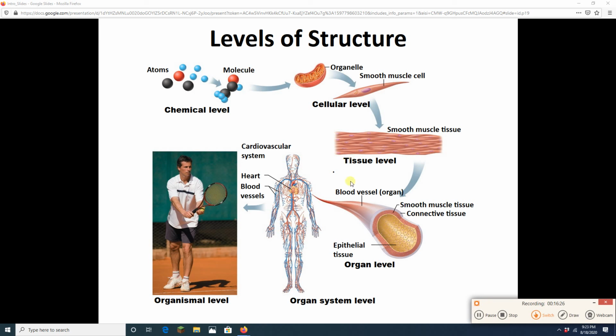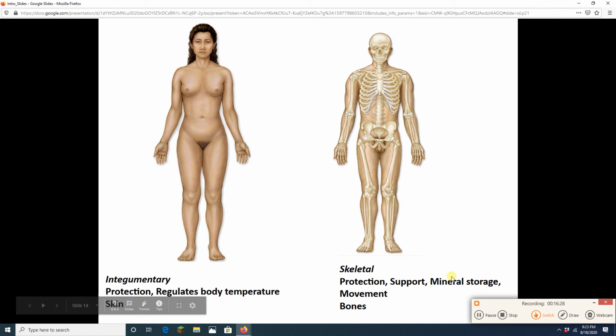All right. Whoops, there we go. There we are. Let's do some organ systems. Okay, organ system number one, the integumentary system. The integumentary system, think about the skin. The skin is going to protect you from all the nasty external environmental things that can damage you. The skin is also going to regulate your body temperature.